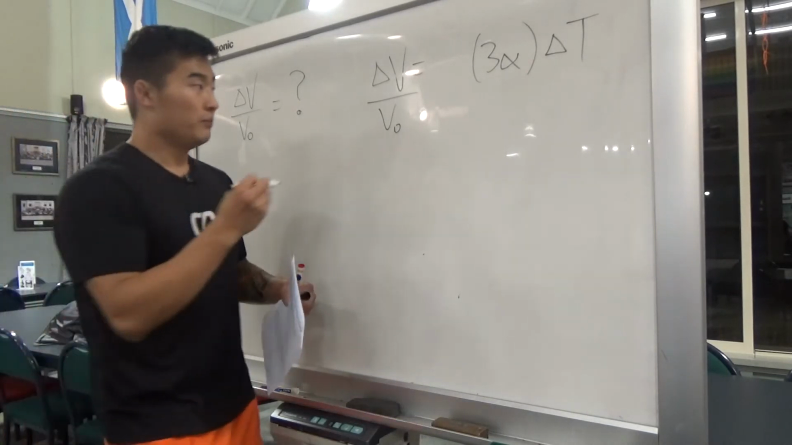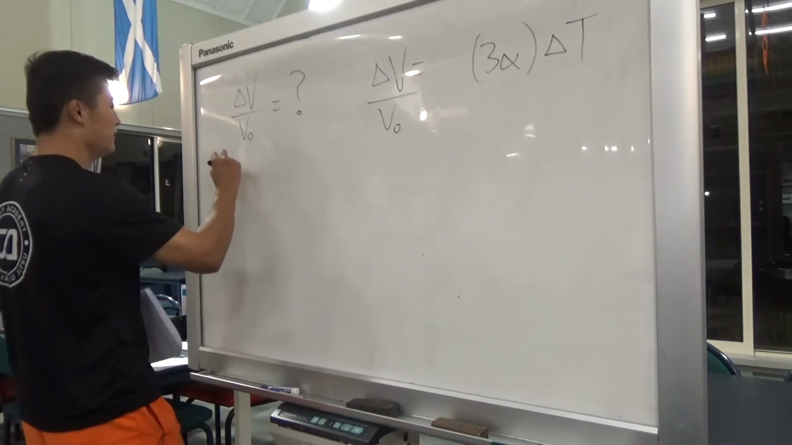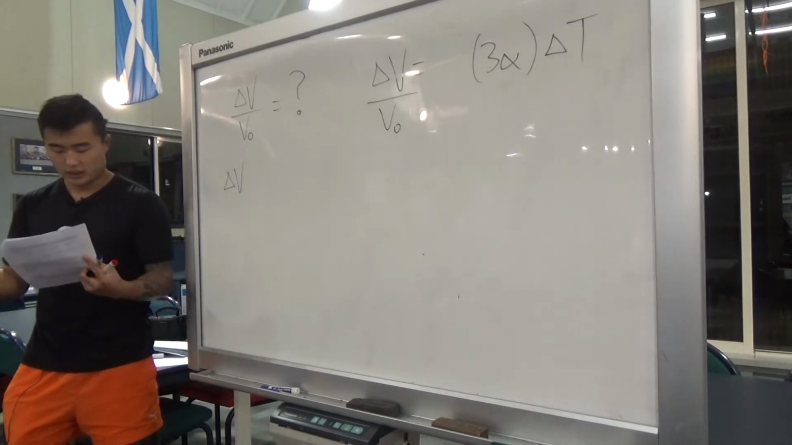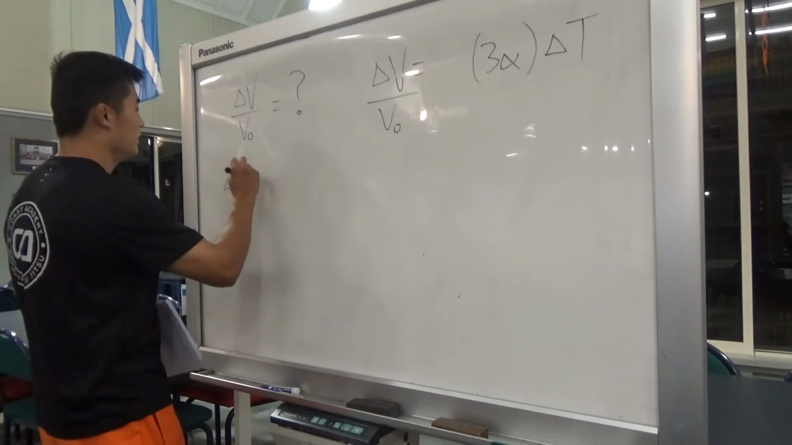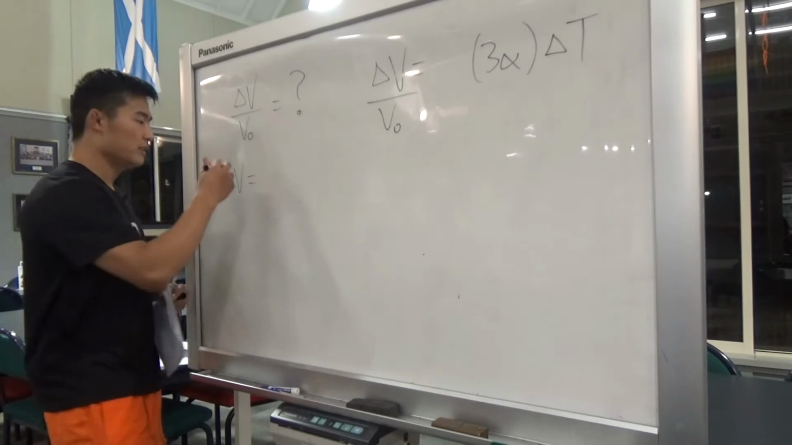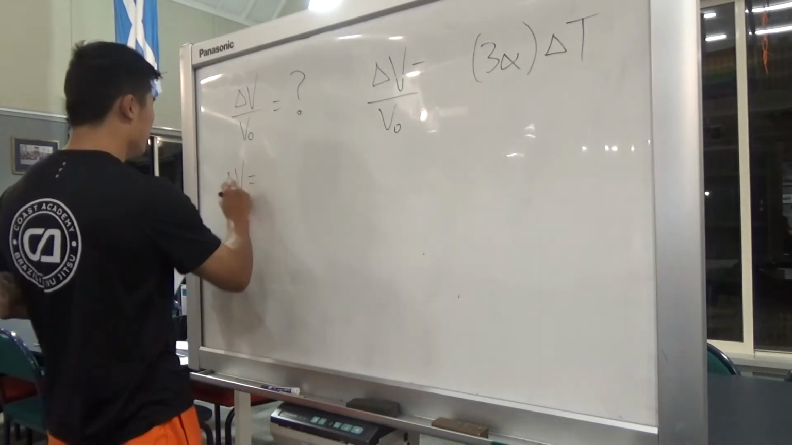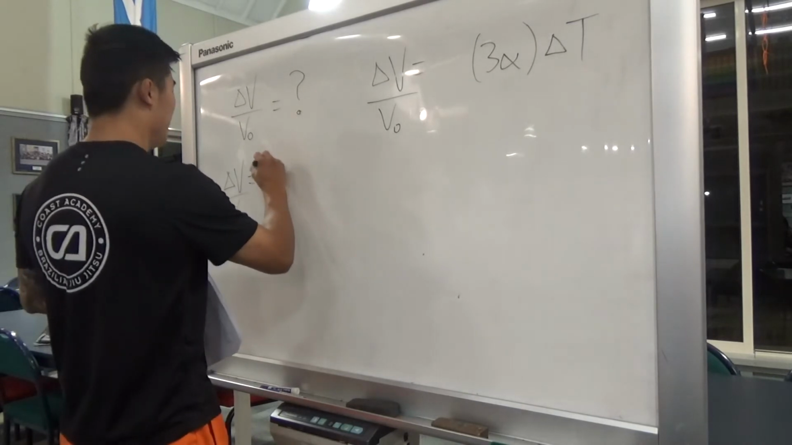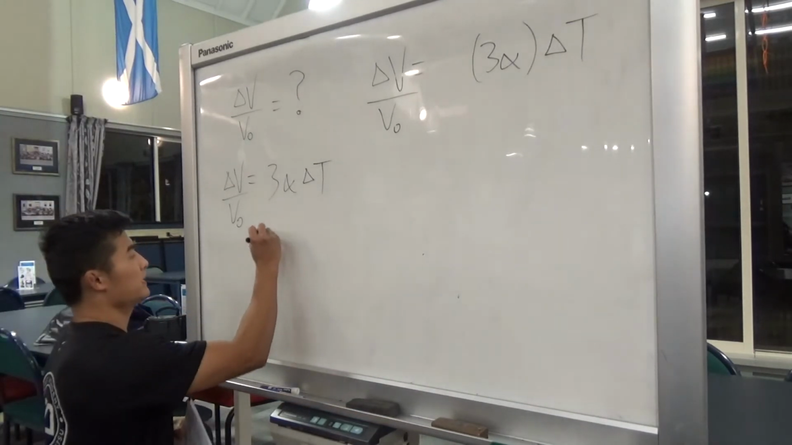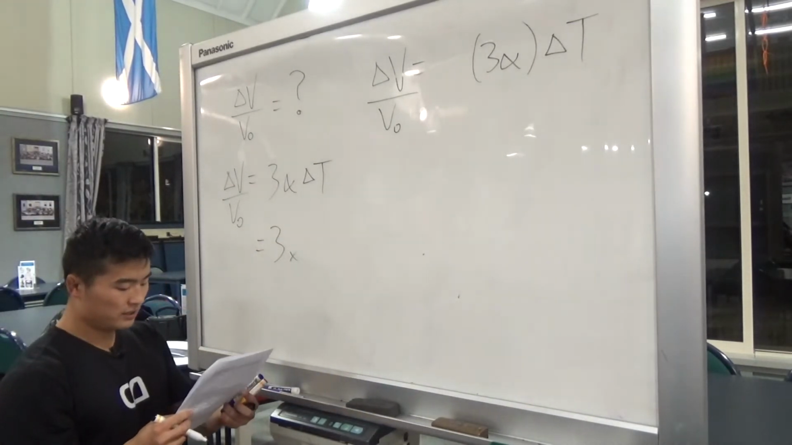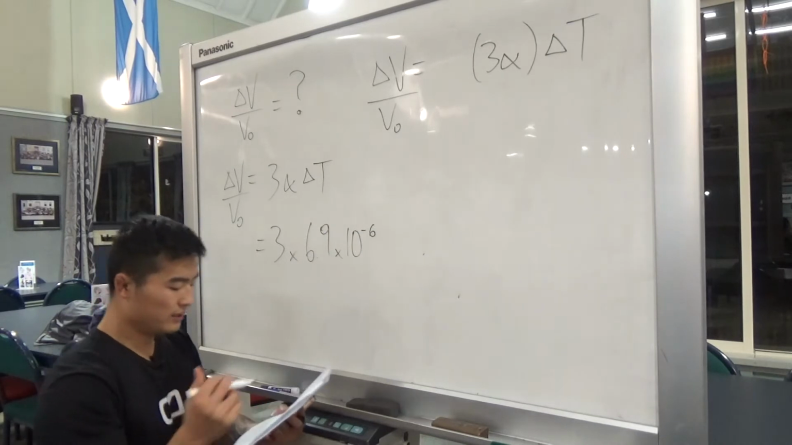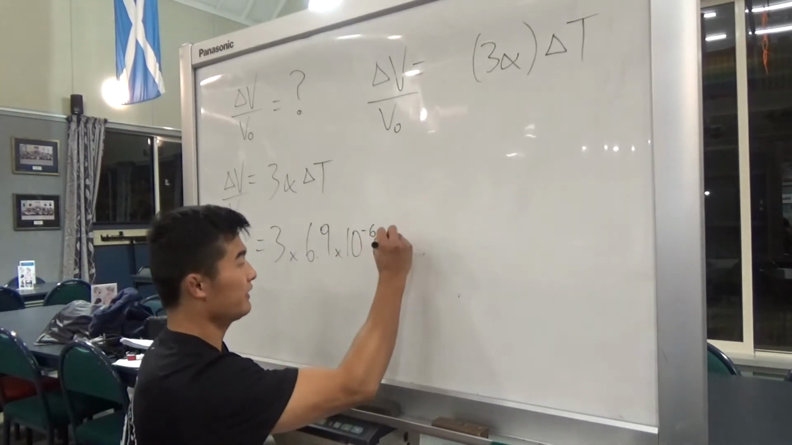Okay, so note here that they have given you the linear coefficient of expansion. So that means that you have to multiply that coefficient by 3 in order to get the volumetric coefficient. So delta V over V0 is equal to 3 times our coefficient times delta T. So that's going to be 3 times our coefficient, which is 6.9 times 10 to the negative 6, times our change in temperature, which is going to be 33 degrees.